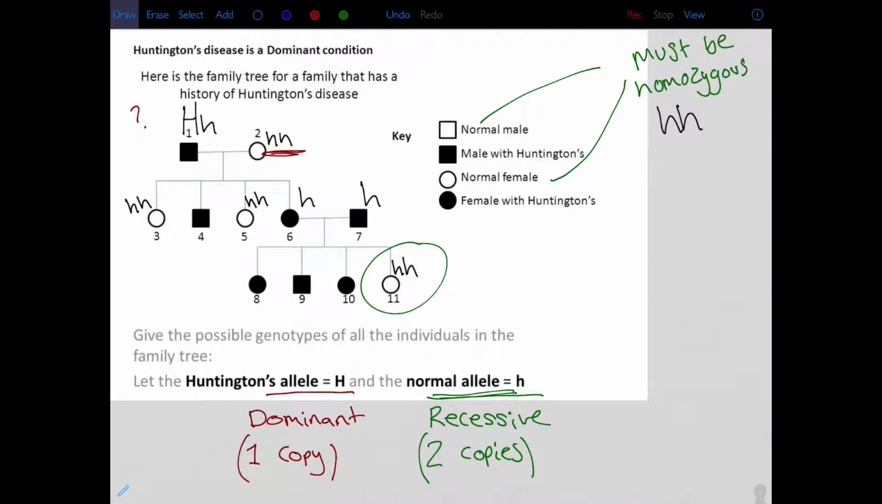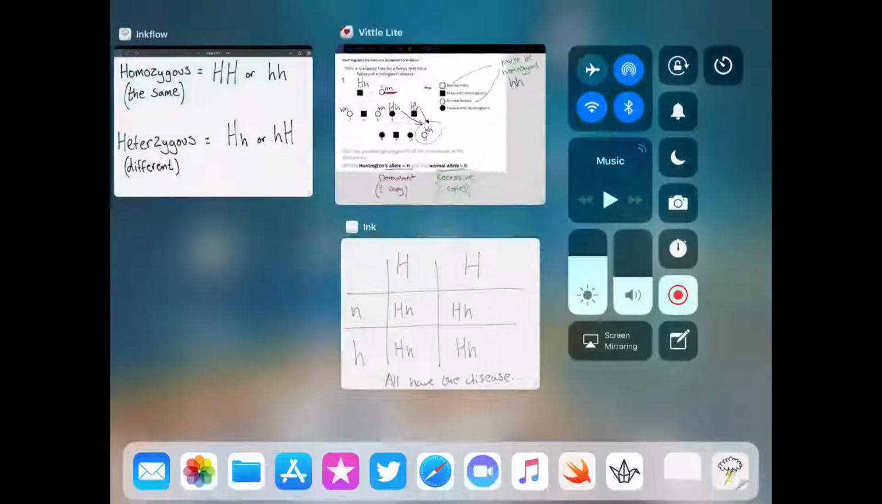This again tells me that they must have got those alleles from one of each of their parents. In other words, they've got a little h from their mother, a little h from their father. But because both parents have the disease, they must have a capital H there as well. So they are heterozygous dominant with the allele there.